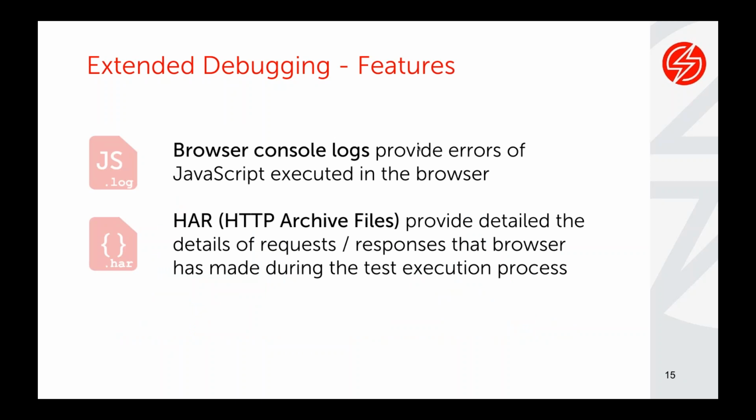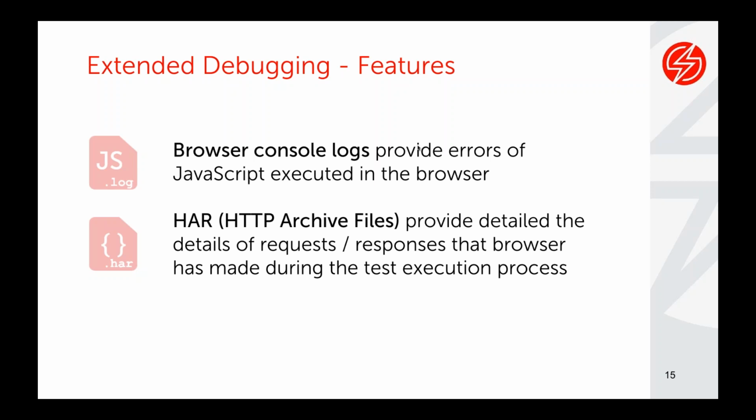So the browser console logs are basically JS console logs that provide a list of errors of JavaScript executed in the browsers. And then the HAR files, HAR is short for HTTP archive files, provide detailed logs of requests and responses that the browser made to the backend during the test execution process. Both of these can be super useful for troubleshooting flake.